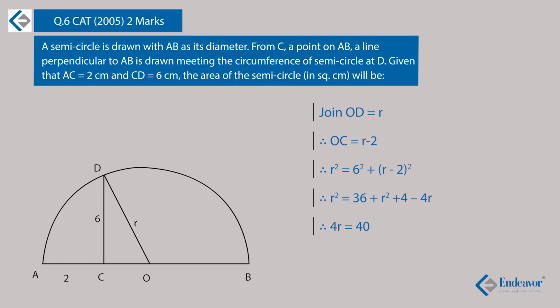In fact, you don't even need to solve this whole thing, because the moment you see r and r minus 2 along with a 6, and if you remember the Pythagorean triplet 6, 8, 10, you can easily obtain the answer as 10, and the moment you get 10 as the radius, you get the semicircle area as 50 pi. I am sure you will all agree with me when I say that this one was a sitter given by CAT in 2006.